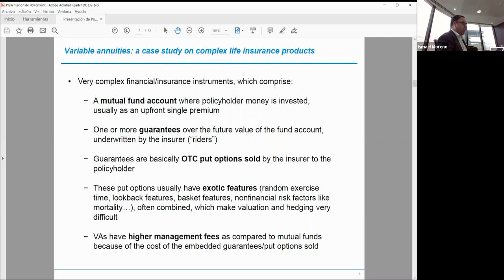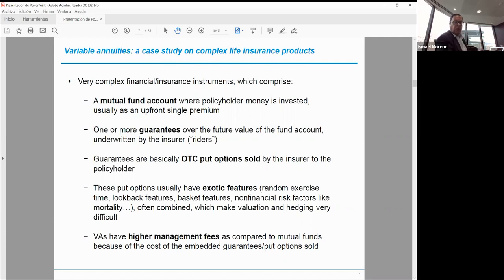So they are basically OTC because they are sort of contracted between the client and myself. They are basically given out by the insurance company and bought by the client. So it's as if I'm selling puts to the client. But they are normally very, very exotic puts. They are not your type of European Black-Scholes put option on a single equity. They tend to be very, very complex to value.